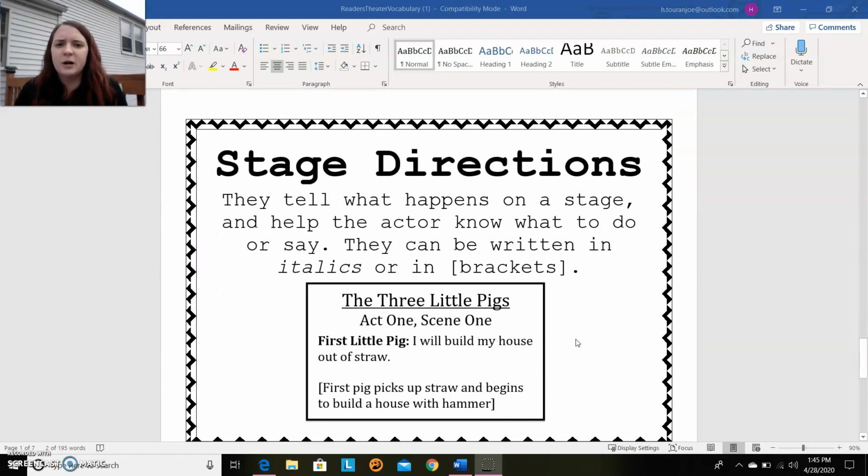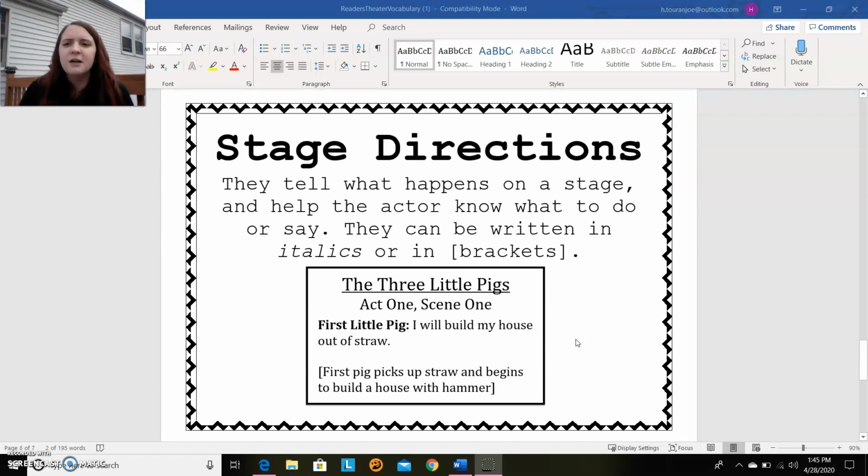The next part is stage directions. As I explained when we were talking about script, the script doesn't just tell the actor what to say, it tells them what to do or where to go. So they tell what happens on the stage and help the actor know what to do or say. These can be written in italics or in brackets. So it says, first little pig: I will build my house out of straw. First pig picks up straw and begins to build a house with hammer. That tells the actor that he's going to say that line, and then he's going to start picking up straw and pretending to build a house.